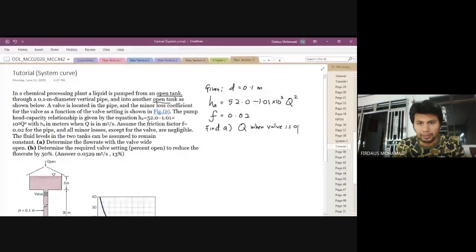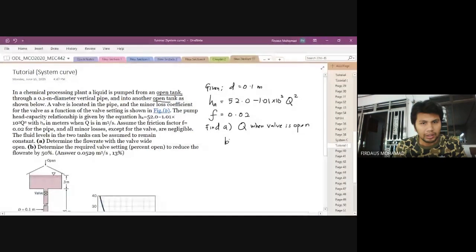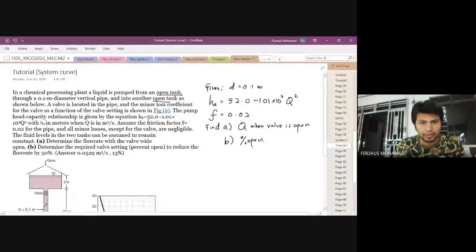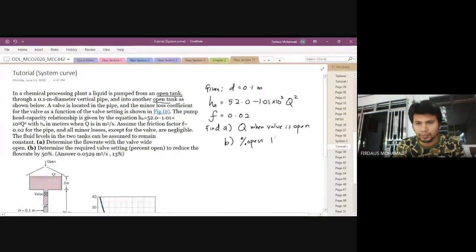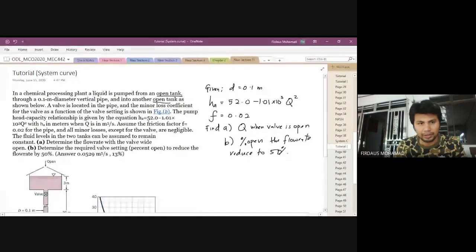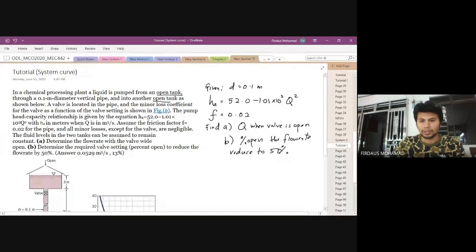And then B, determine the required valve setting, in percentage, to reduce the flow rate to 50%. Okay, so this is the given data and question.